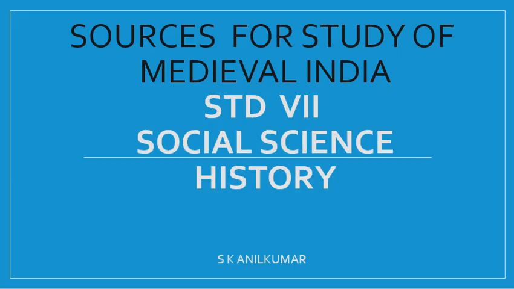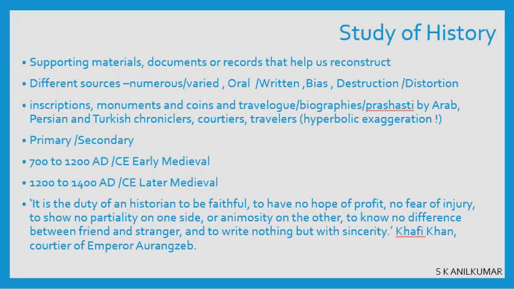In this video today, we talk about sources for the study of medieval India. Study of medieval India, 700 to 1750. History Social Science Standard 7, Medieval India. Now we divide Indian history into three portions for the convenience of studying. The period before 700 is called 700 CE or AD. AD is Anno Domini, CE is Common Era.